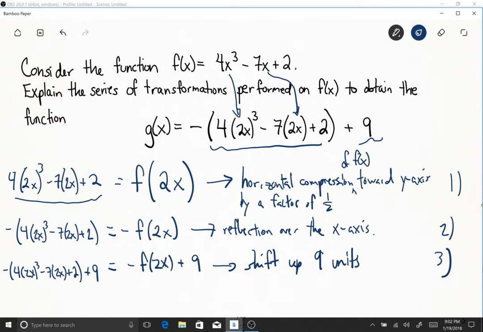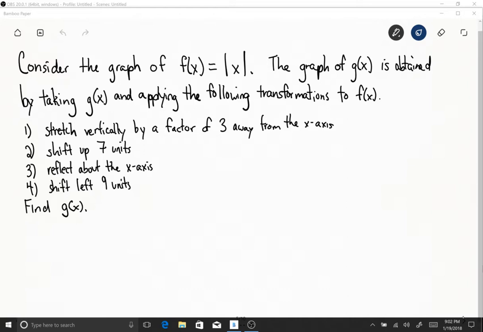The next trick to this trade is actually given the steps, what does that look like? Yeah, that's a little bit tricky. So I'll go through how we work those out, because order of steps actually does make a big difference. So in this case, let's consider the graph of f of x being the absolute value of x. And the graph of g of x is obtained by taking f of x and applying the following transformations. Sorry about that.